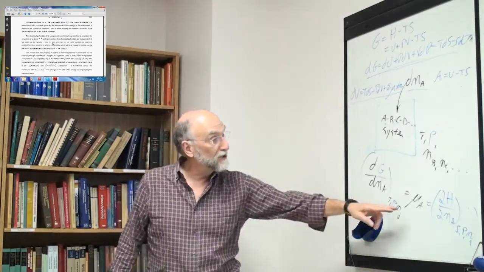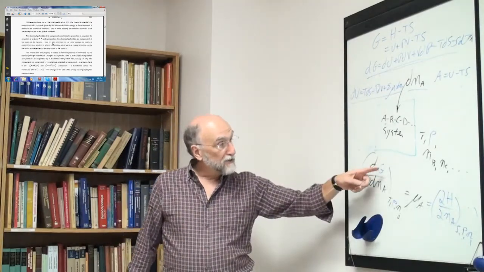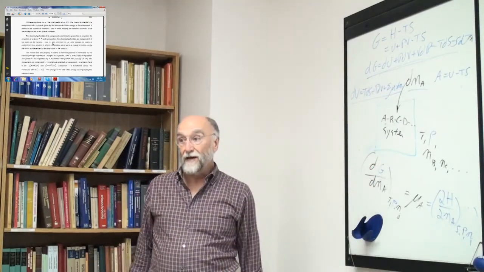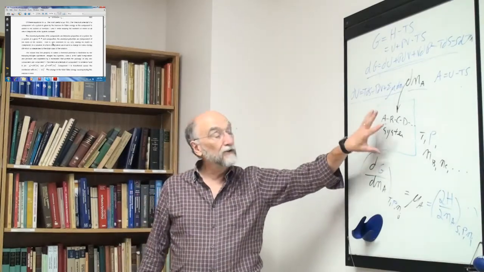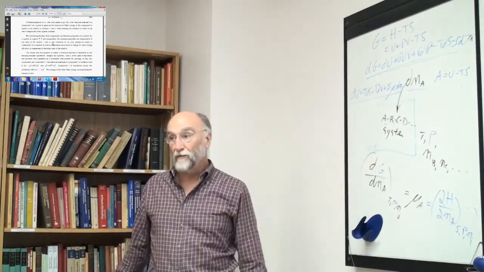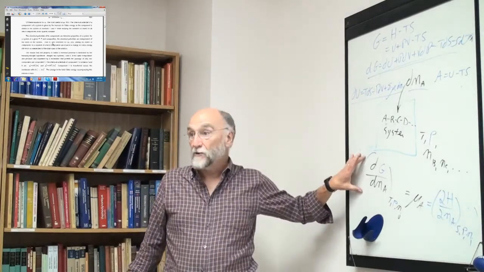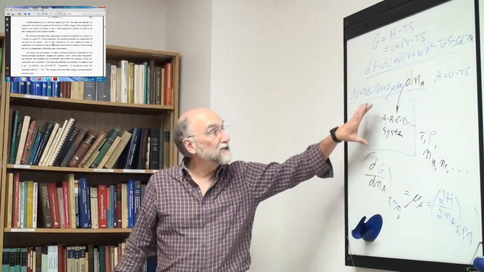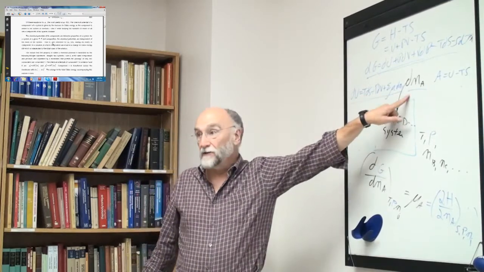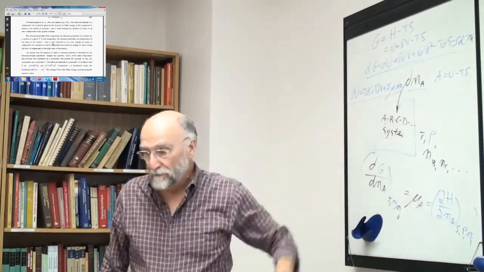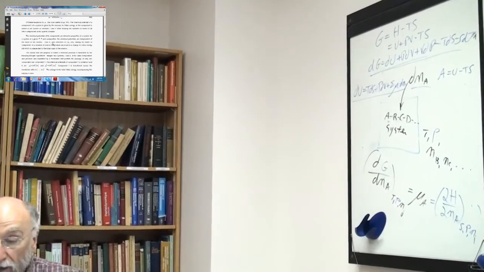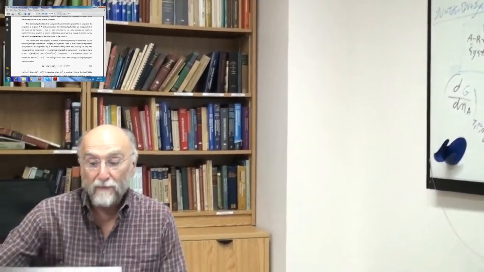So chemical potential has units of joules per mole. It's independent of the mass of the system. It depends on the temperature, the pressure, and the composition, of course, but not on the mass. This, of course, only holds for a system at equilibrium. You're taking a system at equilibrium and you're adding something to it.